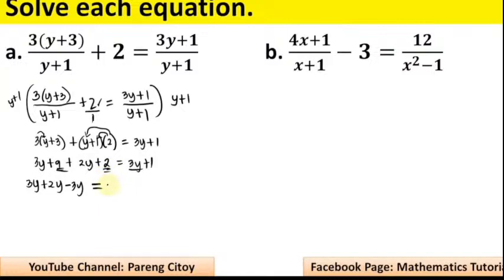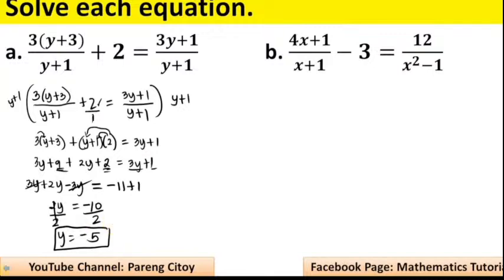Pag ilipat natin sa kabila, magiging negative 11 plus 1. Ito yung 1. Then ito 3y, eliminate. So 2y ang remaining equals negative 11 plus 1. So that is negative 10. Then divide both sides by 2. So y equals negative 5. So that is the value of y.